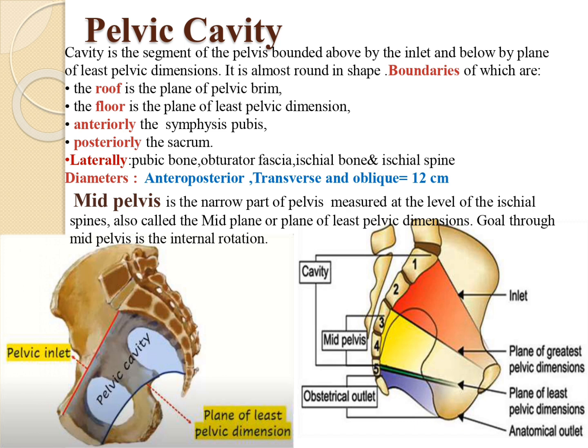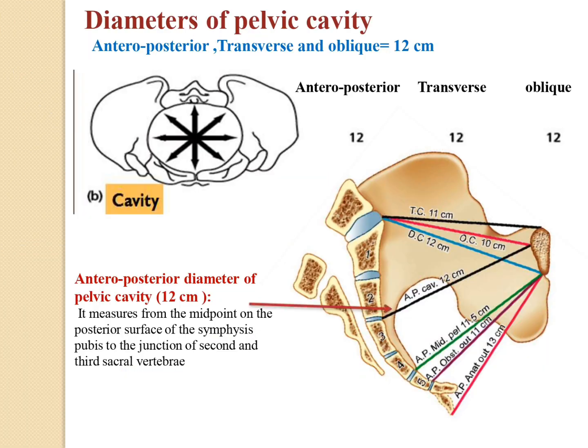What is the mid pelvis? The mid pelvis is the narrow part of the pelvis measured at the level of the ischial spines, also called the mid plane or plane of least pelvic dimensions, and the goal through the mid pelvis is internal rotation. This slide shows the diameters of the pelvic cavity. The anteroposterior, transverse, and oblique diameters of the pelvic cavity are all 12 cm.